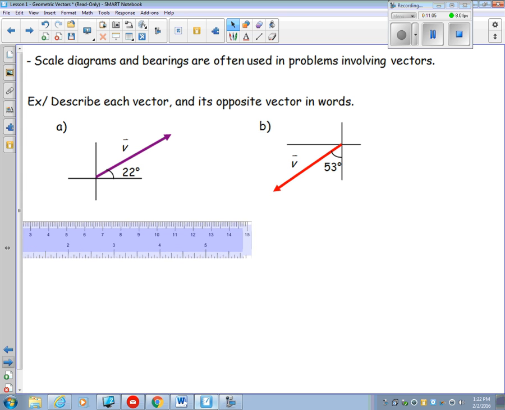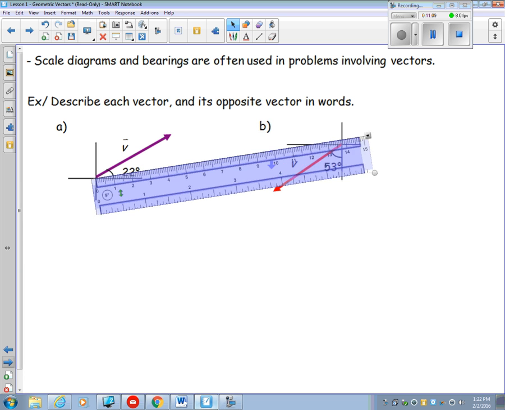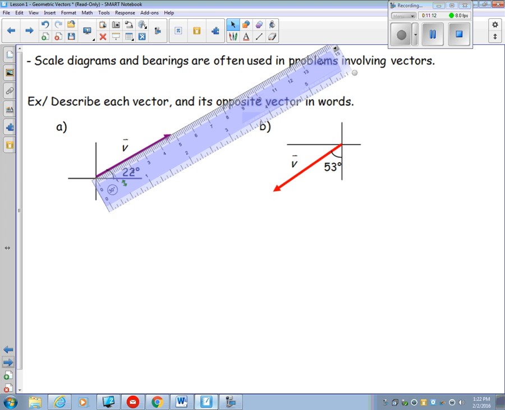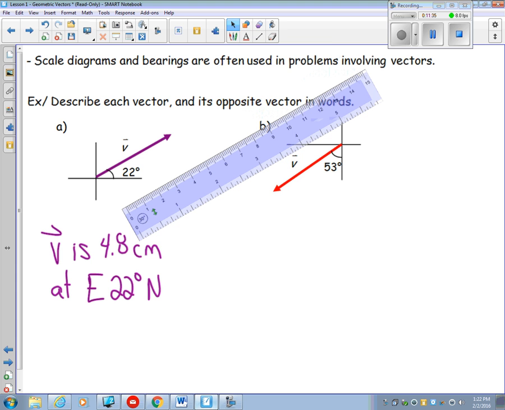So what I need to do is take my handy dandy ruler. You guys can use a ruler on your own. And I'm going to measure this thing. How long is it? According to mine, this is 4.8 centimeters. So I would say V is 4.8 centimeters. That's my size. I need to give a bearing here now. So if I go to the east first, then I can go 22 degrees towards the north. And from vectors, that would describe this angle, right?